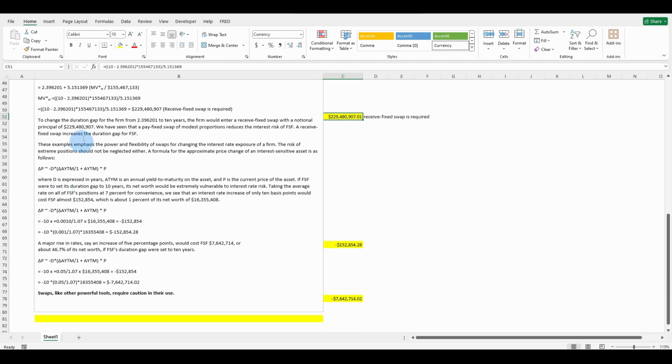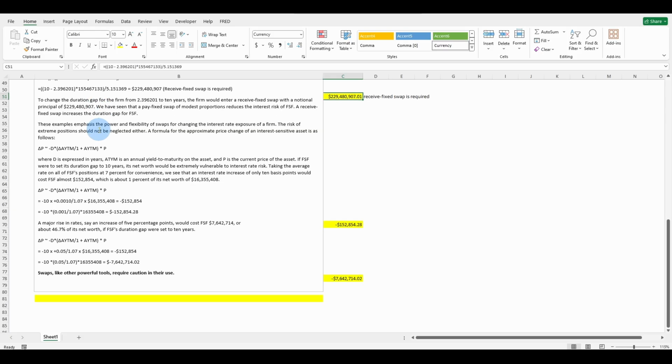To change the duration gap for the firm from 2.39 to 10 years, the firm would enter a receive fixed swap with a notional principal of $229 million. We have seen that a pay fixed swap of modest proportion reduces the interest rate risk of FSF. A receive fixed swap increases the duration gap for FSF. These examples emphasize the power and flexibility of swaps for changing the interest rate exposure of a firm.